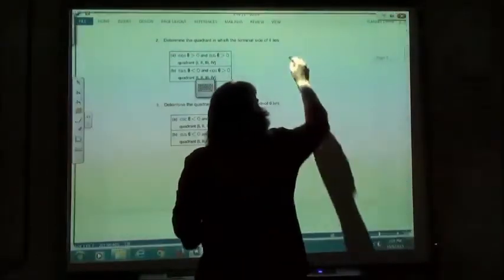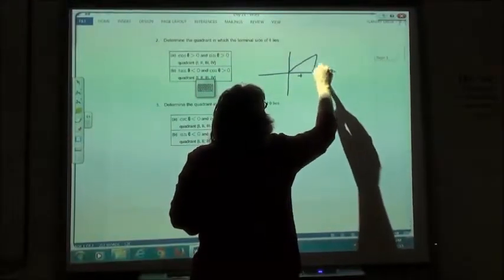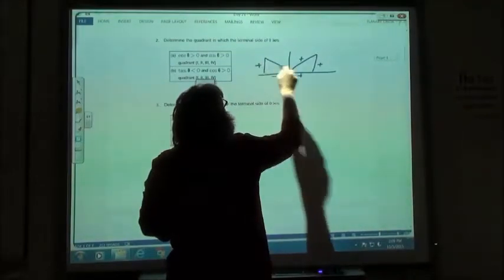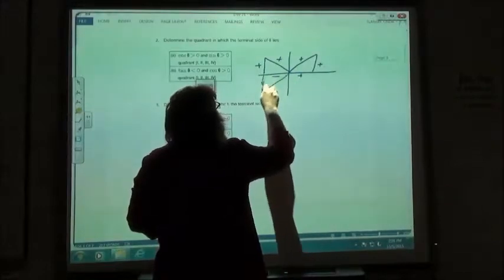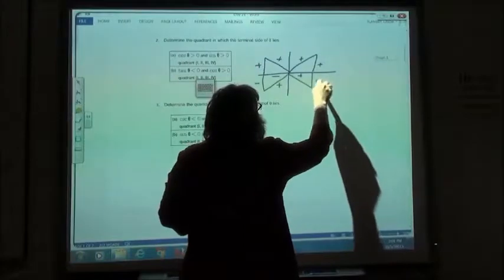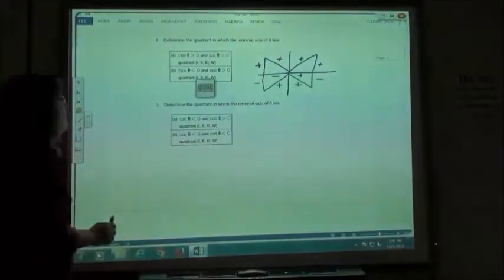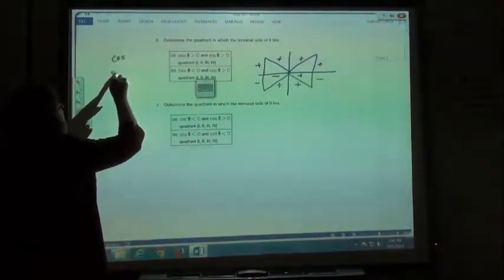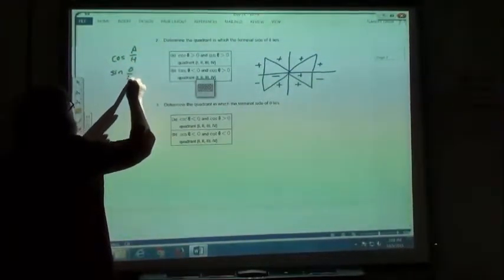So again, if I think about my quadrants, in quadrant 1, everything is positive. Quadrant 2, my adjacent is negative, but my opposite is positive. Quadrant 3, my opposite is negative. And quadrant 4, my opposite is negative. And of course, my hypotenuse is always positive. So I want to first of all do cosine and sine. Cosine is adjacent over hypotenuse. Sine is opposite over hypotenuse.